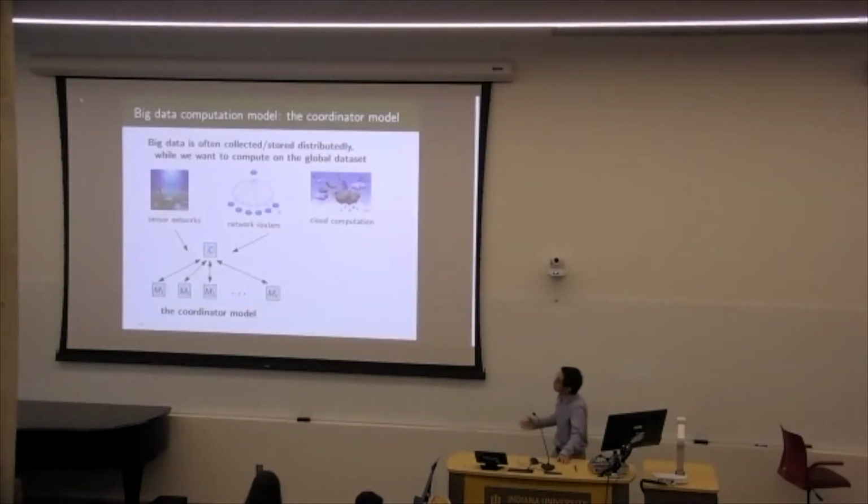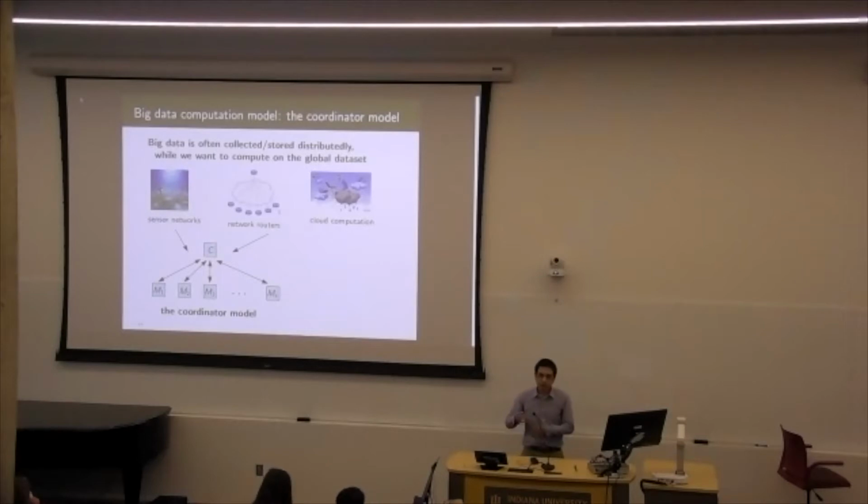So big data is often collected and stored in different locations, but we still want to answer queries on the global data sets. So the coordinator model is a very popular model that is proposed for this type of computation, where we have S machines and one central coordinator. The data is stored across the machines, and the coordinator wants to output the final answer.